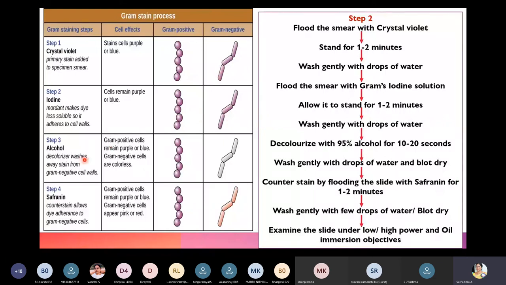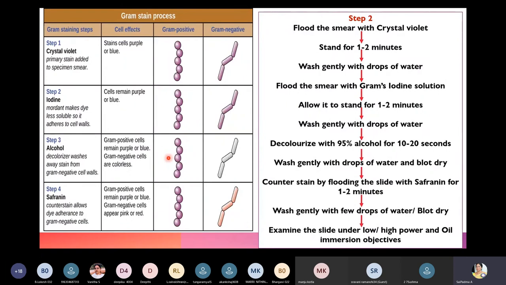Now in the next step, we add the decolorizing agent, alcohol. This decolorizer will wash the stain away from the gram negative cell walls. Gram positive cells will remain purple or blue, whereas gram negative cells will become colorless. Looking closer at the difference: the crystal violet and iodine complex forms and stays within the lipopolysaccharide layer of the gram negative bacteria and the peptidoglycan layer of the gram positive bacteria, and then we add the decolorizing agent.